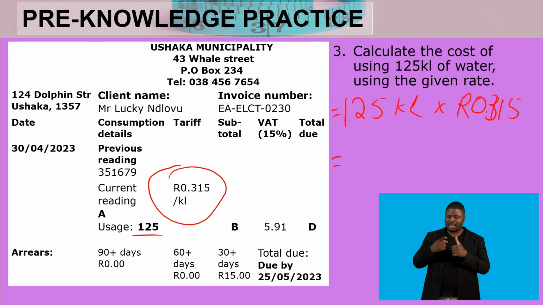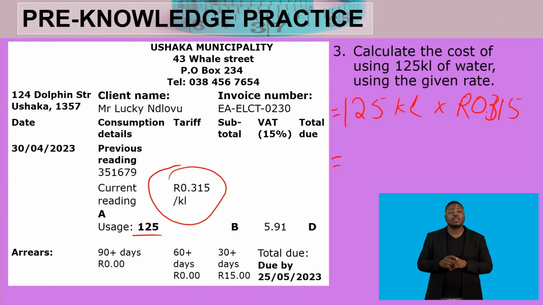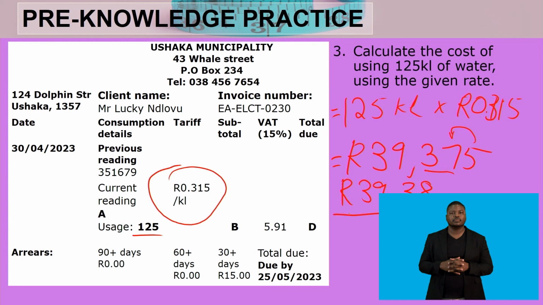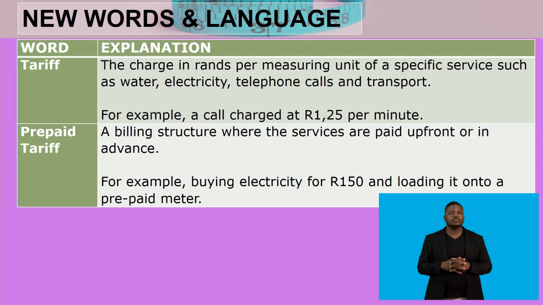You need your calculator all the time when you are watching a math literacy class. You need your calculator. So let's punch that on the calculator. We've got 125 multiplied by 0.315, which gives us 39 rand 375. But we know that money is always to two decimal places, so we need to round off. Then 5 is greater. Then we add a 1 to the 7. Then it becomes 39.38 rands.